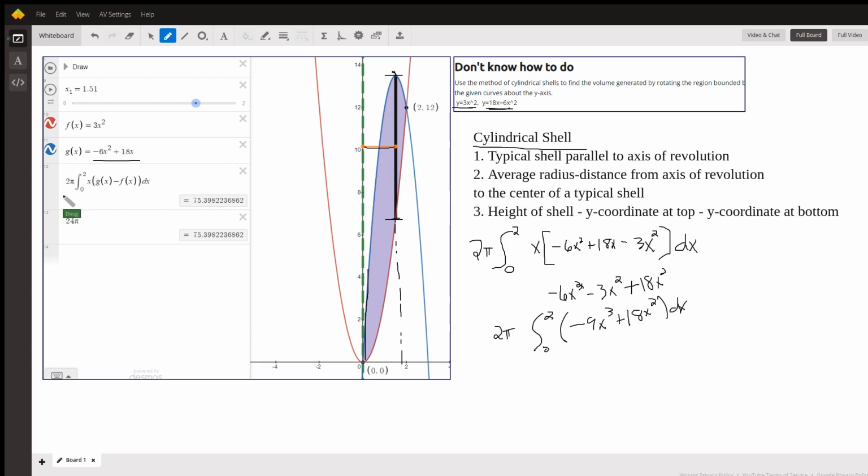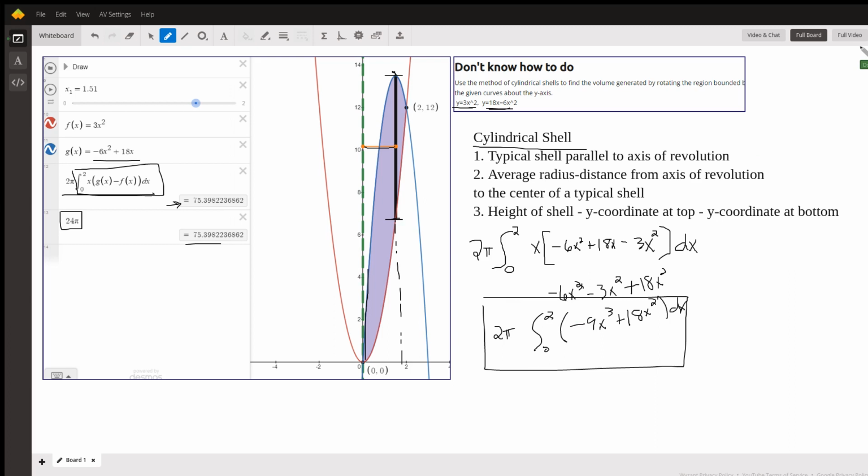Okay, and here is that integral right here in terms of g of x and f of x. It evaluates to 75.398, which as an exact value is 24 pi. So when you evaluate this integral right here and then multiply by 2 pi, that's what you get, 24 pi. Okay, I'll leave the work for that to you.